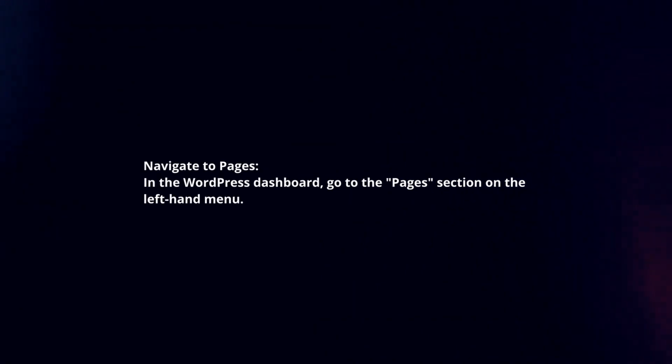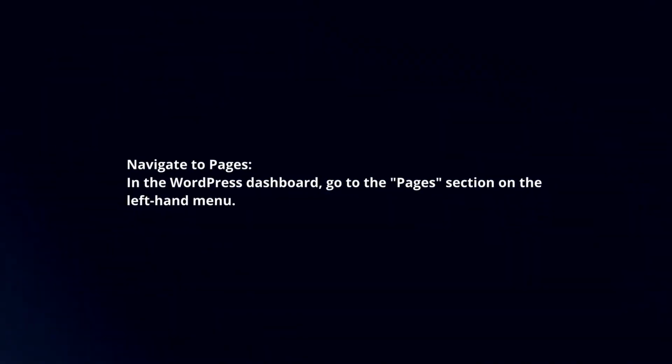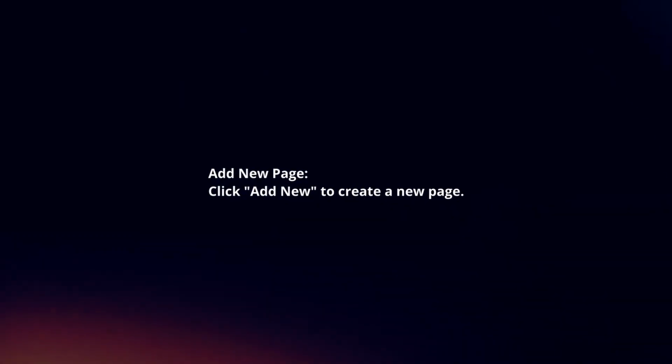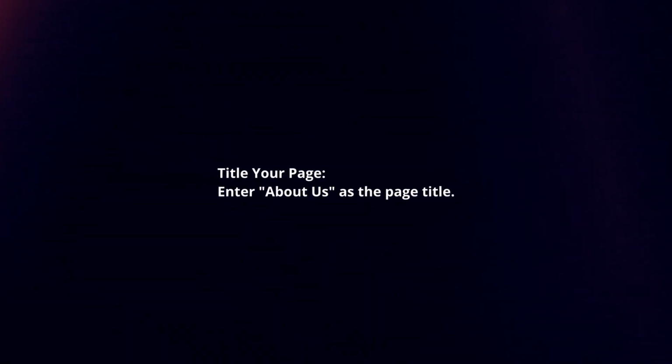Navigate to Pages. In the WordPress dashboard, go to the Pages section on the left-hand menu. Add New Page. Click Add New Page to create a new page. Title your page. Enter About Us as the page title.